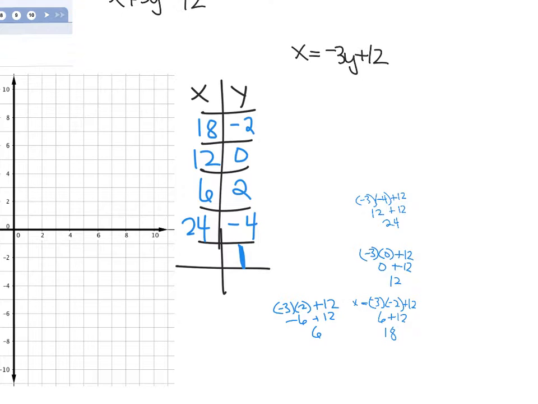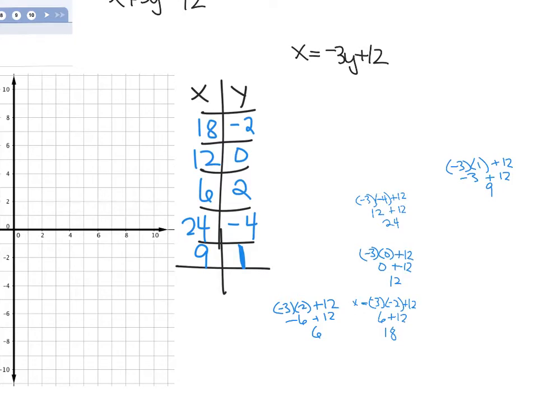So that gives us negative 3 times 1 plus 12. And so that gives us negative 3 plus 12. So that gives us positive 9. So when y is 1, x is equal to 9.